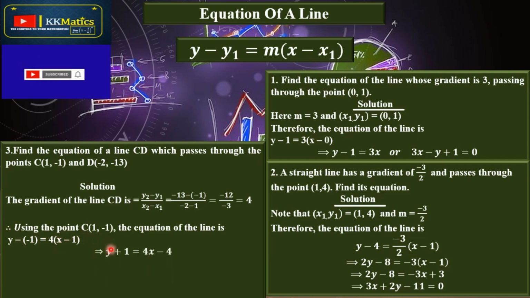So this implies that, okay, we know minus minus makes plus. So we have y plus 1 equal to 4 multiplied by x minus 4. So this implies that 4x minus y minus 5 equals 0. That's because the 4x, we took the y to the right hand side and it became minus y. And we took the 1, which is positive, to the right hand side and it became minus 1. So minus 1 and minus 4 gives us minus 5. And that is what we have here.